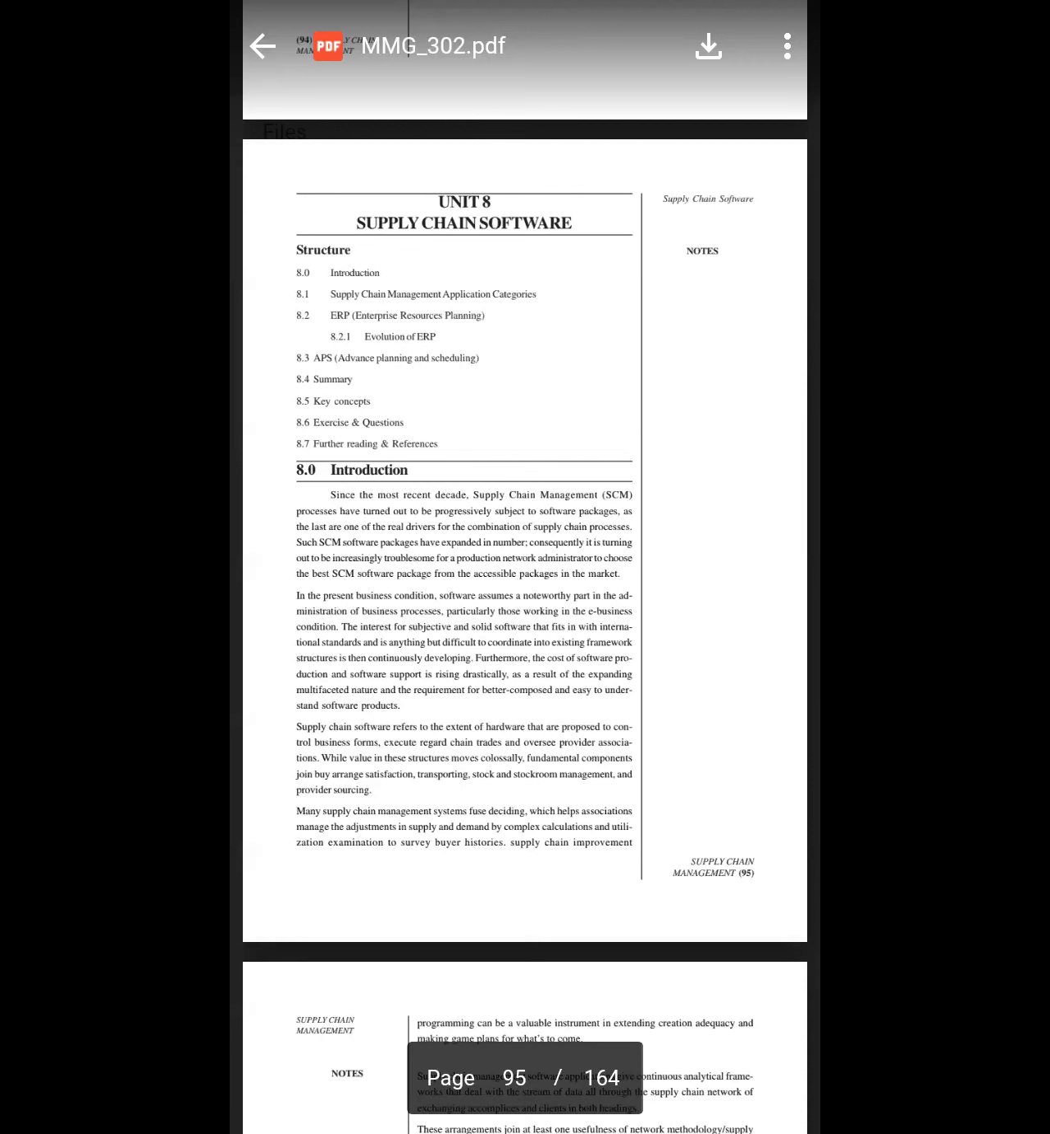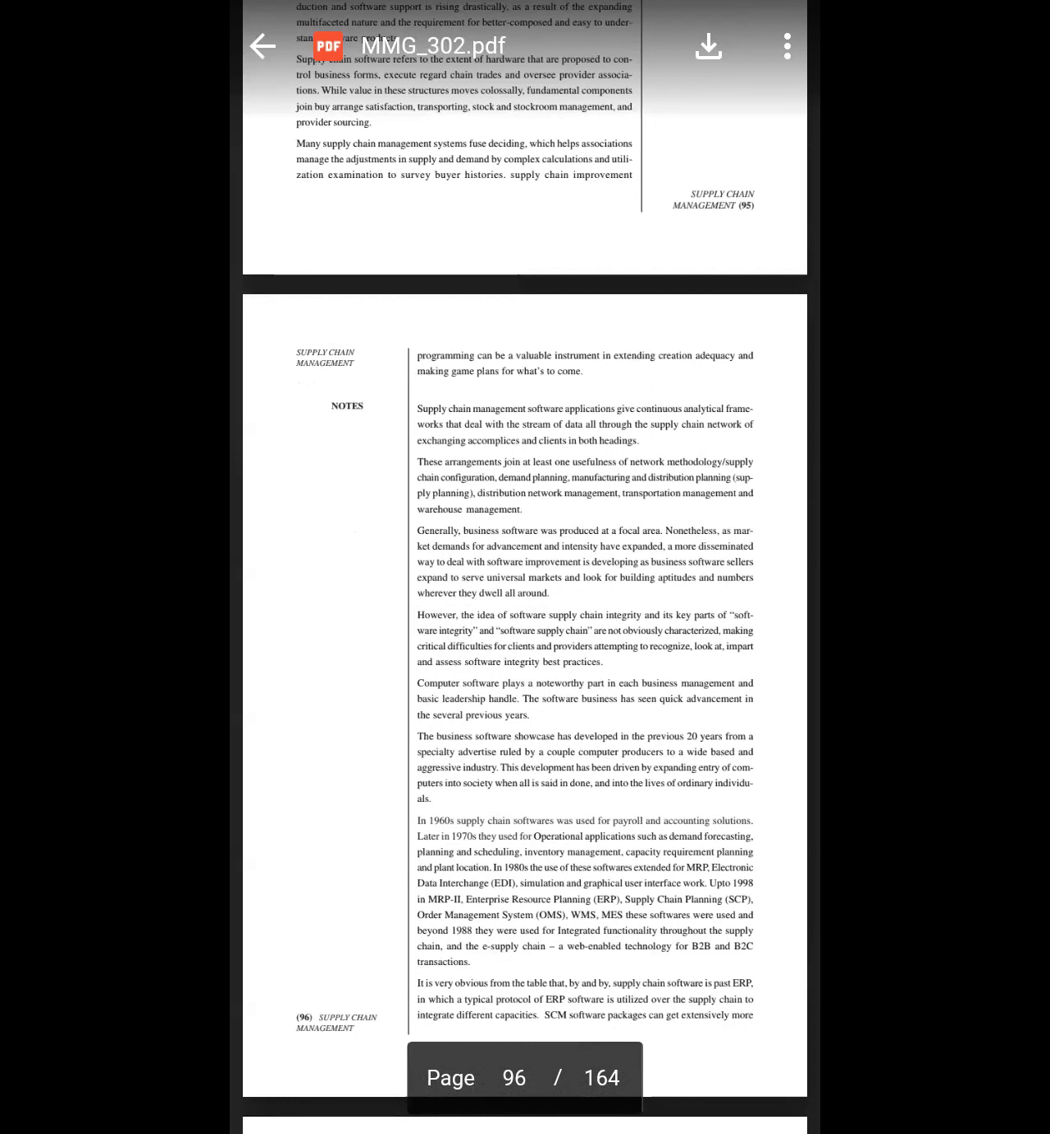Supply chain management software applications give a continuous analytical framework that deals with the stream of data all through the supply chain network, for exchanging in both directions. Now see, this arrangement joins at least one useful network methodology: supply chain configuration, demand planning, manufacturing and distribution planning, supply planning, distribution network management, transportation management, and warehouse management.